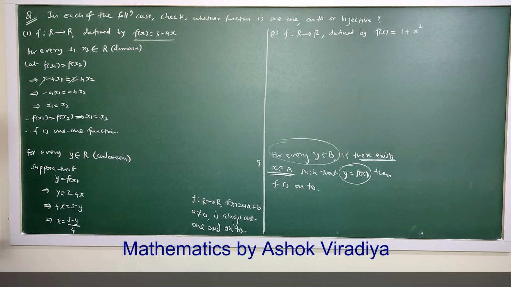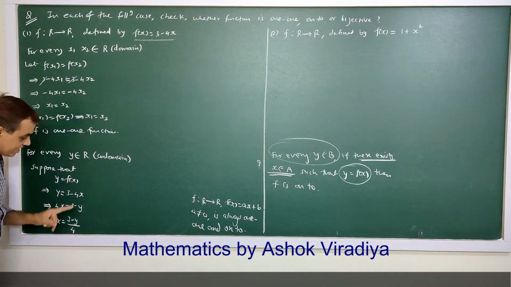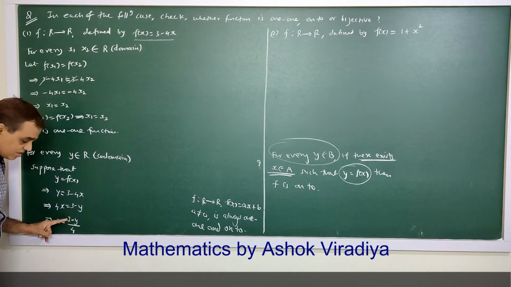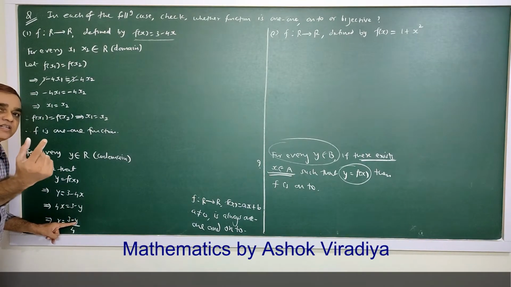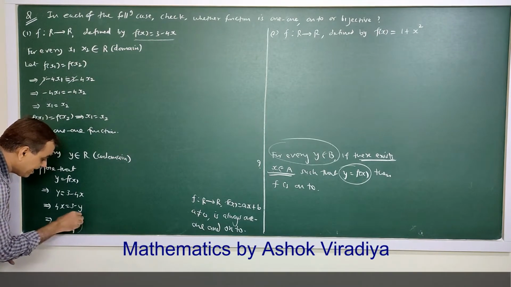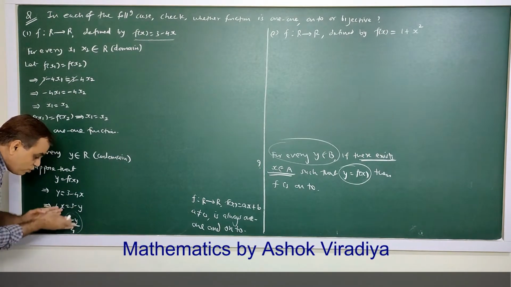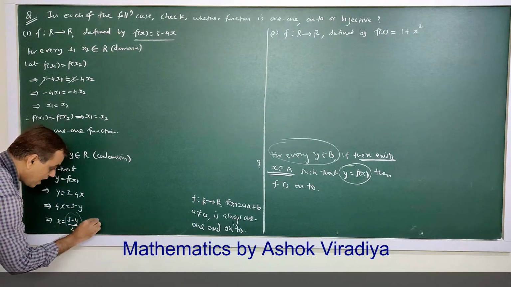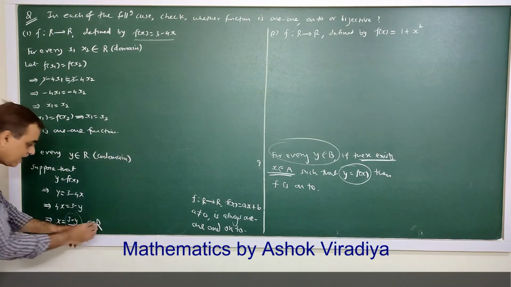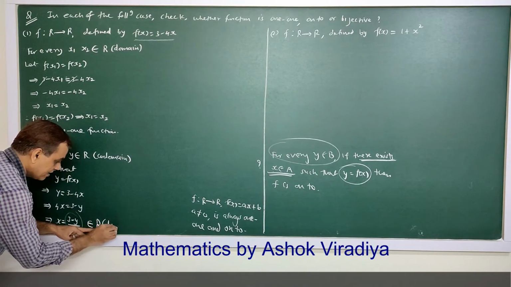Now see, y is real. This number is real. 3 is also real. 3 minus any real is a new real. Divide by 4. So again we are getting a new real. So whatever its value will be, it belongs to R. X belongs to R. This is the domain. This R is the domain.